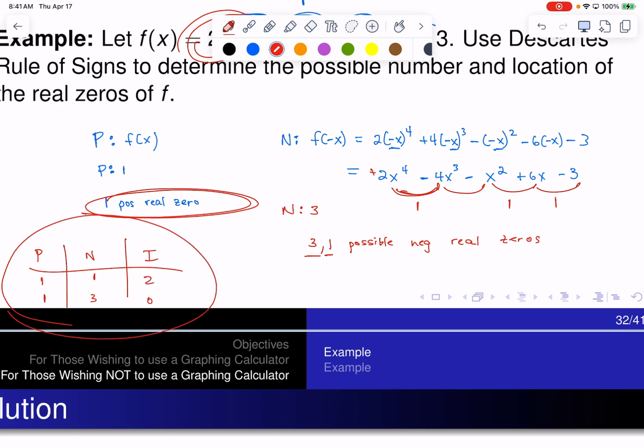Descartes' rule of signs gives you a summary of what could happen. I remember doing this. Yes, you did it in pre-calc. If you took pre-calc, you did Descartes' rule of signs. Algebra 3, you might not remember this.